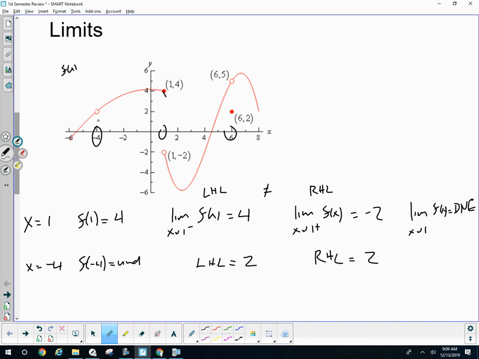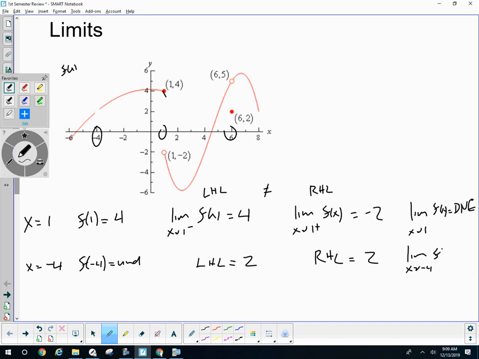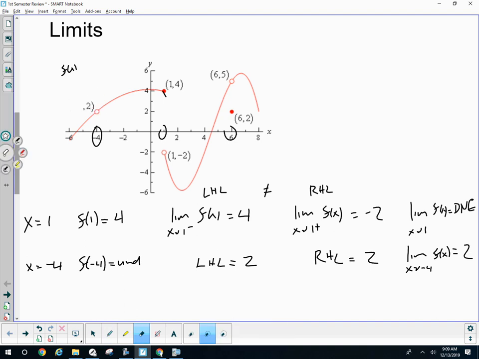Now, it doesn't matter that this is an open circle. It's that we are approaching the location. It's almost like we don't care what's going on right at this location, because I'm looking just to the left and just to the right, and I see my values are getting closer and closer to 2. That means the limit as x approaches -4 is 2. Even though we don't have a function value, limits don't care about what's going on at the value. It just cares about what's going on to the left and to the right of the value. So the function value is undefined, but the limit does exist.